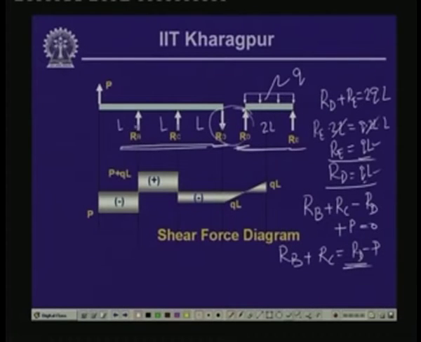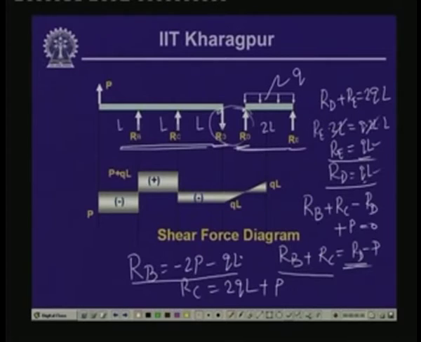Now, if you take the moment of all the forces with respect to this, then you get another equation for R b and R c, and correspondingly we get the value of R b as equal to minus twice P minus Q L, and the value of R c as 2 Q L plus P. So, these are the values of the reactive forces. This is R b, this is R c, R e is equal to Q L, and the shear force which acts in the articulation is equal to R d, which is equal to Q L.